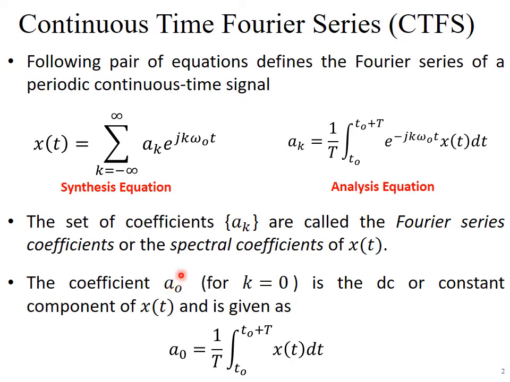When k is 0, this is a naught. A naught is basically the DC component, or the average value of x of t, and it can be determined using this integral. So we will be using these equations in the examples that are coming in later slides.